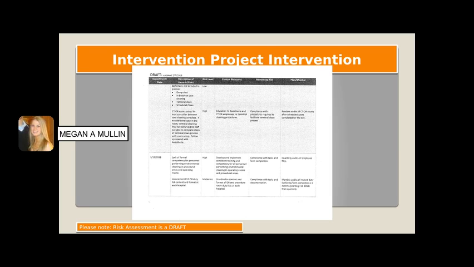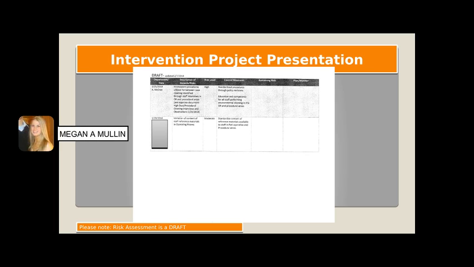Again, this is a continuum of the risk assessment. This is the final portion of the risk assessment.